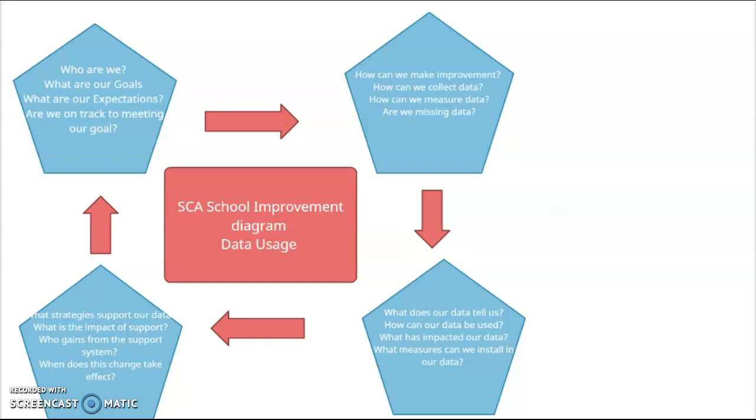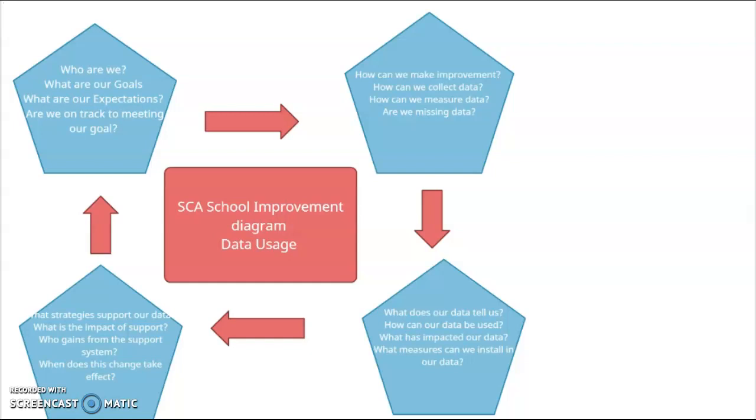The next step is to collect that data and identify what the data is telling us, how our data can be used, and what has impacted our data, such as outside resources or unforeseen circumstances. Are we somehow manipulating our data? We need to make sure the data we're using is in the right filter and the right perspective, so that we can get the best we can. And then identifying what measures were installed or can be installed on our data.